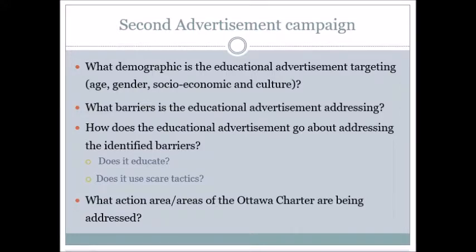So now we're going to go through another ad campaign that is a little bit different. But once again, we're going to look to answer the four main points that we answered for the previous advertisement. We're going to look at what demographic the educational advertisement is targeting: so age, gender, the socioeconomic background and culture. What barriers the educational advertisement is addressing. And then how does the educational advertisement go about addressing the identified barriers? So once again, does it educate or does it use scare tactics? And then again, what action areas or area of the Ottawa Charter are being addressed?